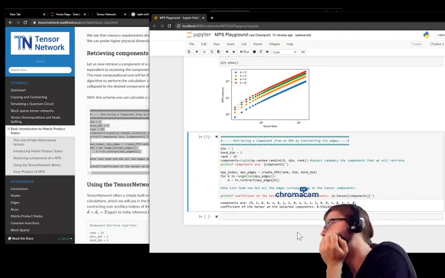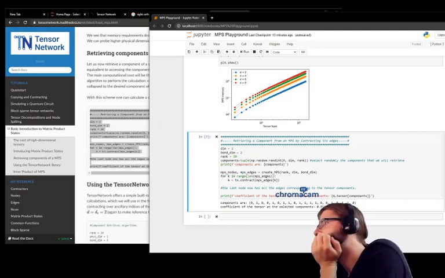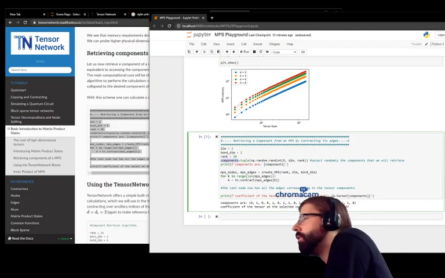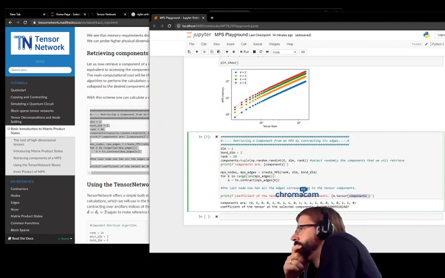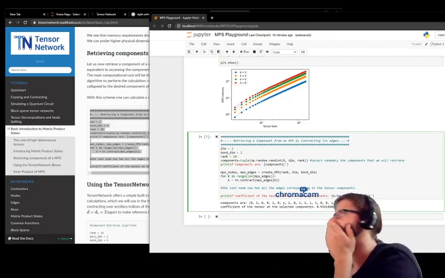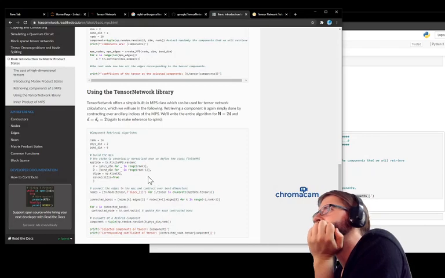But what is this component? What are these components being used for? This is not used anywhere. I don't understand. Components. This is not used anywhere. Huh? Oh, it's here. Okay. A tensor components. I don't really understand this. I don't really understand what it's doing.